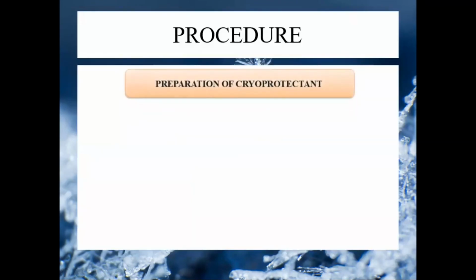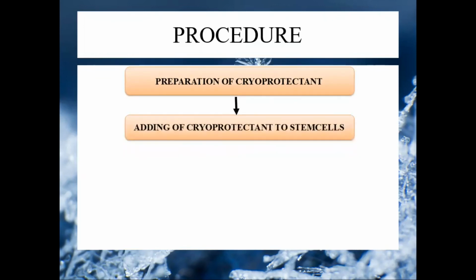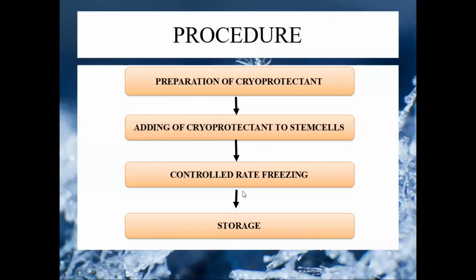So moving on to the procedure, the first step is the preparation of cryoprotectant. The next step is addition of cryoprotectant to the stem cells. The next step is after adding, it has to be frozen, that is at the rate of controlled rate freezing. Then we keep it in the storage. We can keep it either in -80 degrees Celsius, that is deep freezer, or if you have the facility, you can keep it in liquid phase or vapor phase. These are the basic steps.